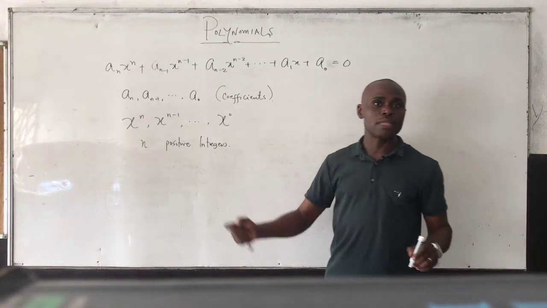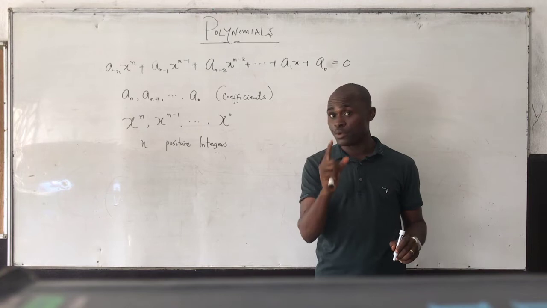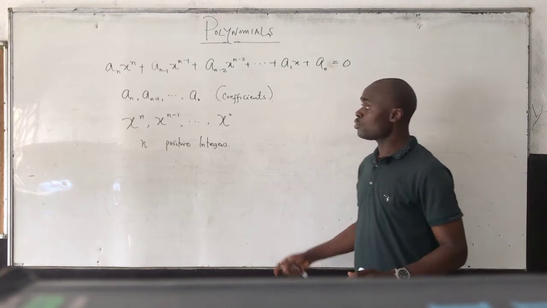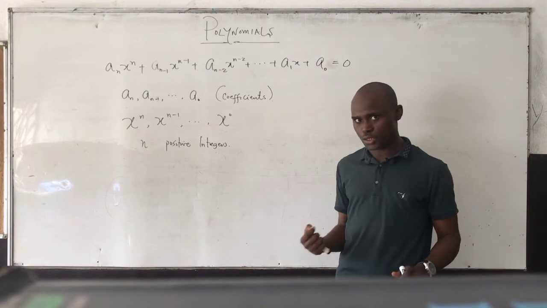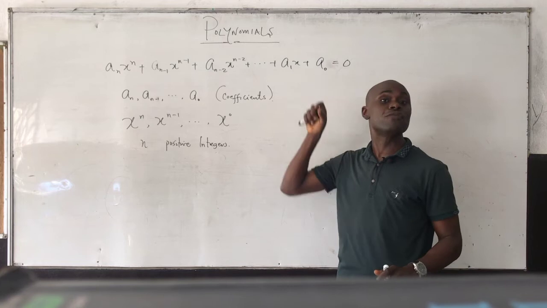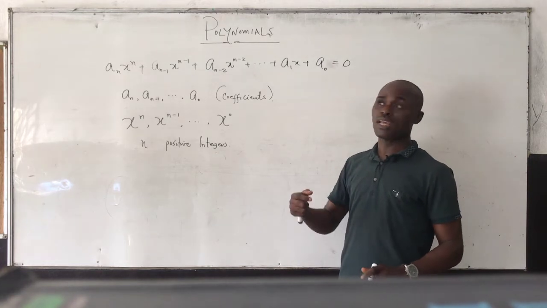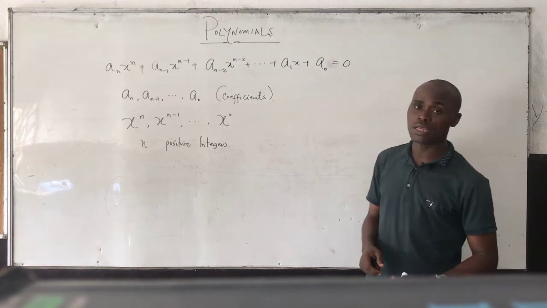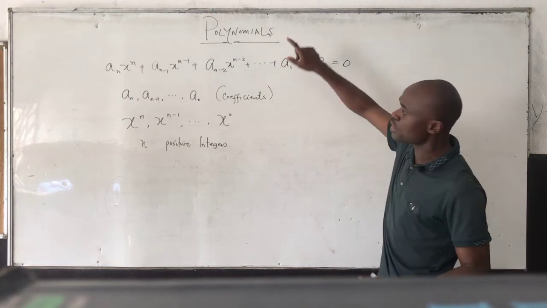I really want to take time to make you understand what a polynomial is. So I'm going to explain everything about a polynomial. So these are positive integers, not fractions, please. They are not fractions and they are not negative, because if they are negative, it fails to be a polynomial. If they are fractions, you can start having radicals. But what we are discussing is just polynomial.